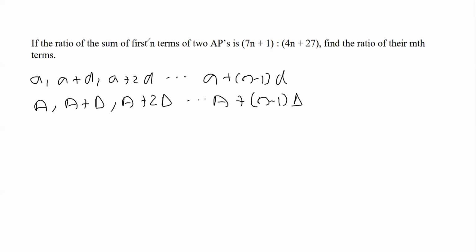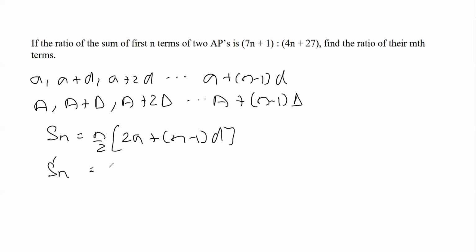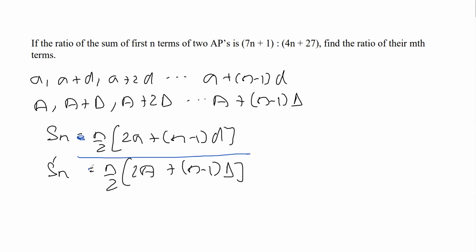Now we have the ratio of the sum of first n terms. The sum of first n terms of the first AP, the formula is n over 2 times (2A plus (n minus 1)D). Same way, for the second AP, it is n over 2 times (2 capital A plus (n minus 1) capital D). Now we have to get the ratio. Putting them as one ratio, the n over 2 on top and bottom get cancelled.